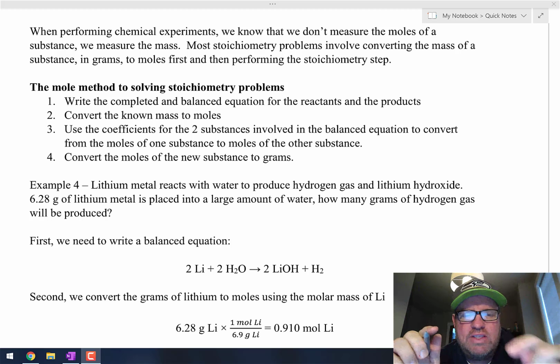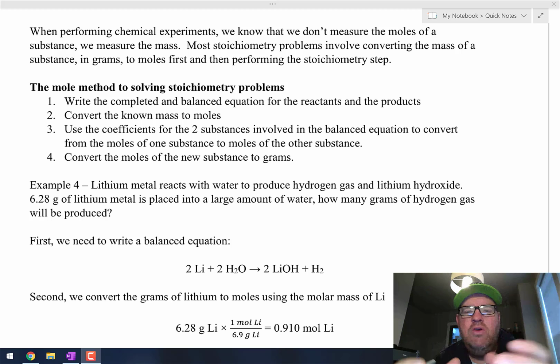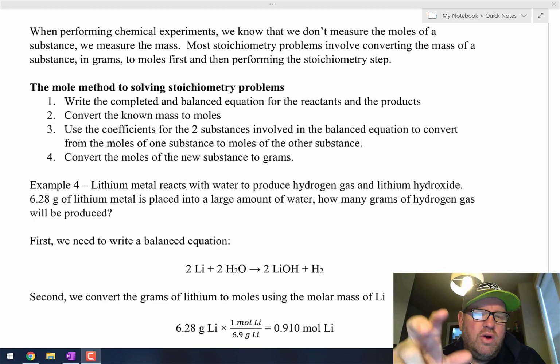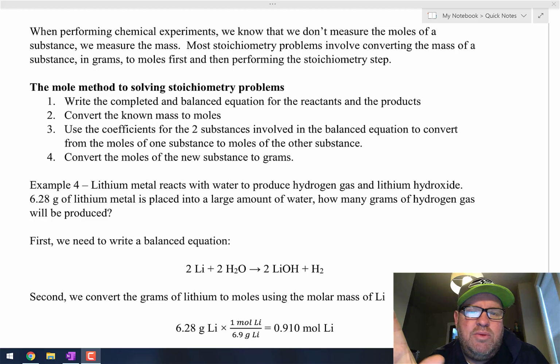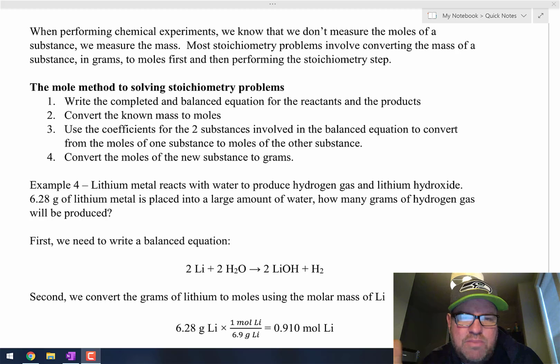The reason that's an important step is because when you're doing a chemistry experiment, when you measure the amount of something, when you put something on a balance, you don't measure the number of moles, you measure the mass of something. So when you're going to get some sulfur dioxide or some magnesium chloride, or anything, you're going to measure it by the grams of the substance, not the moles of the substance.